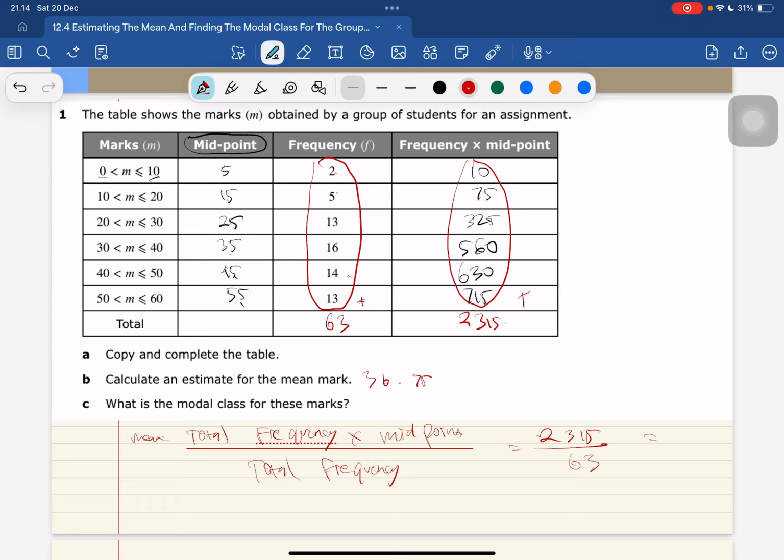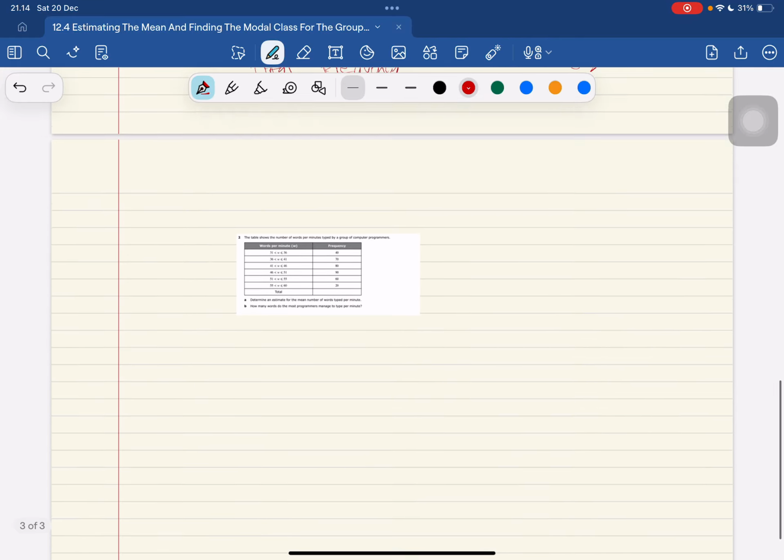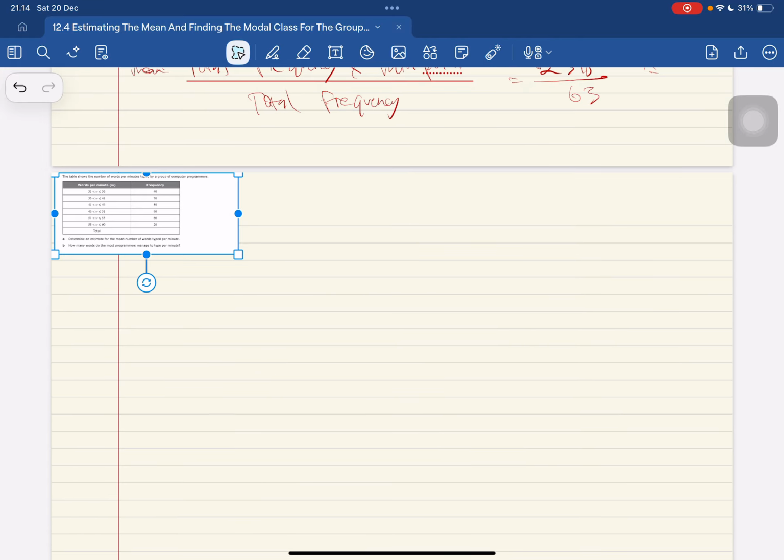What is the modal class of this mark? The highest frequency is 16, so the modal class is from 30 until 40. Okay. Number 2, let's make it bigger.